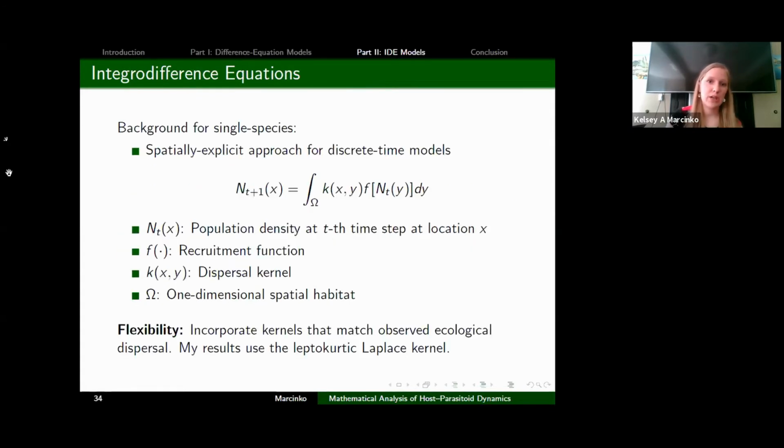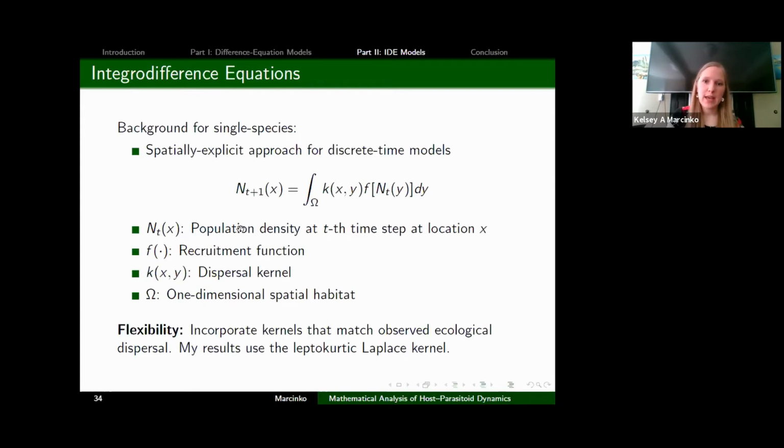So to introduce integradifference equations, this is a spatially explicit approach for discrete time models. So we're keeping that discrete time framework for these particular species. We're now adding continuous space, and in this particular system, I'm using one-dimensional space. Models do exist where you add a second spatial dimension, but that complicates the analysis. So we're starting with the basic problem here.